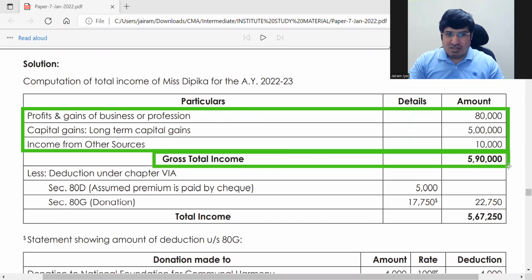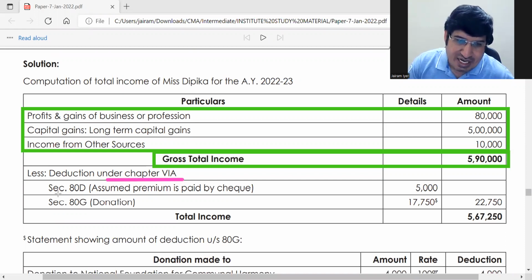Straightforward. Okay, right? Now we will come to deduction under chapter 6. Chapter 6 says deduction from gross total income, right? 80D. Okay, it is 5,000, the whole 5,000 she'll get. Health insurance premium, the whole 5,000 easily. Okay, then donation. Second is donation. This will be computed. Here this is the full amount.